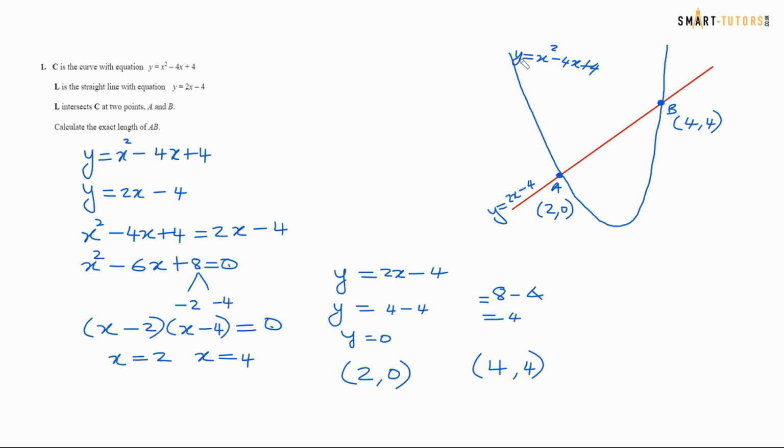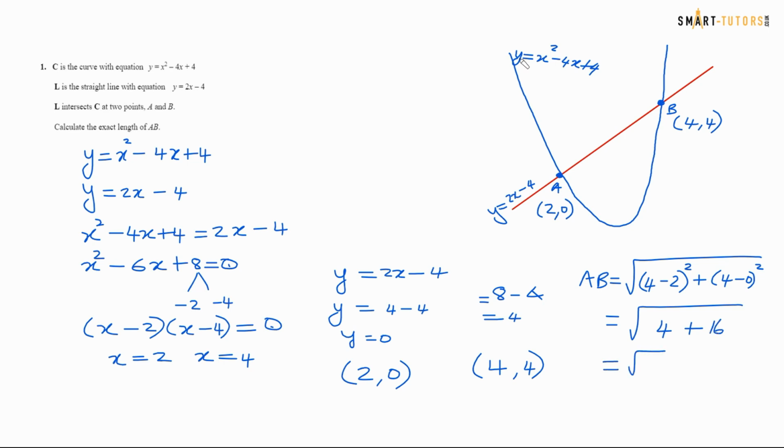To find the length of AB, we have the equation: AB equals the square root of the difference of the x coordinates, 4 minus 2 or 2 minus 4, so 4 minus 2 whole thing squared, plus 4 minus 0 whole thing squared. So 4 minus 2 is 2, 2 squared is 4, 4 minus 0 is 4, 4 squared is 16, 16 plus 4 is 20, so the square root of 20 is 2 root 5. That is our final answer for the question.